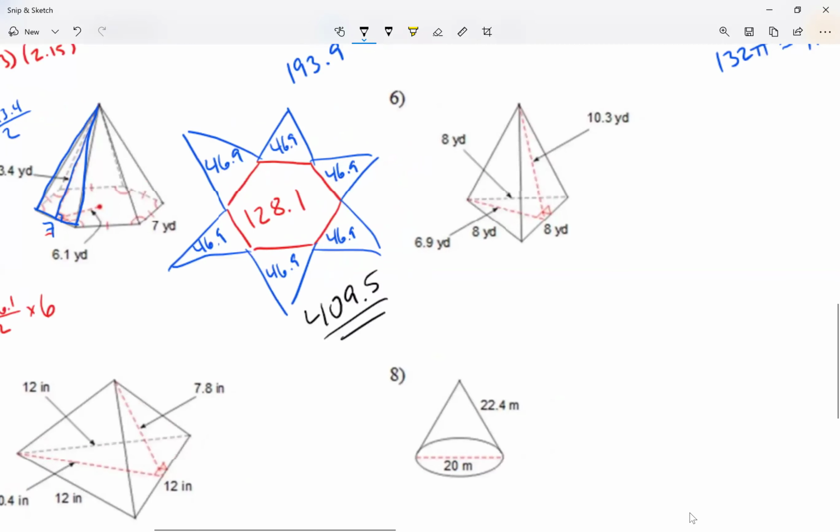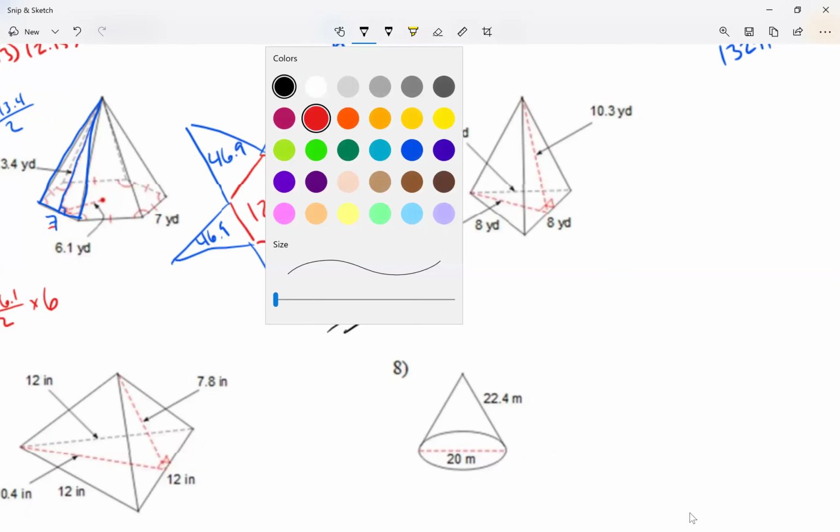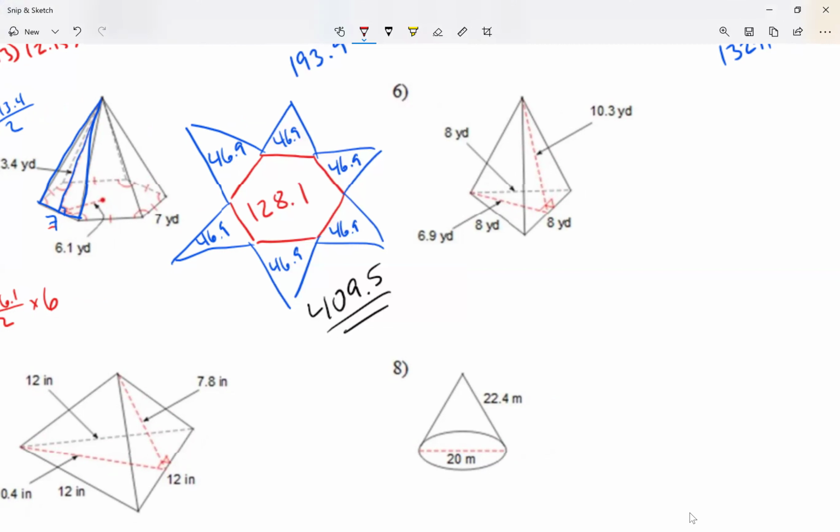Now let's take a look at question number 6. Let me find the base. I'm trying to see a shape that is not a triangle. Number 5 was easy to identify. Number 6, now I don't see a shape that is not a triangle. So in this case, I'm going to help you. The base is the one triangle where you know the measurement of the 3 sides. I know this side is 8, this side is 8, and this side at the bottom is 8. So that is the base.